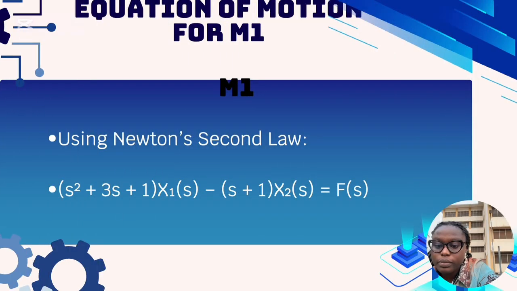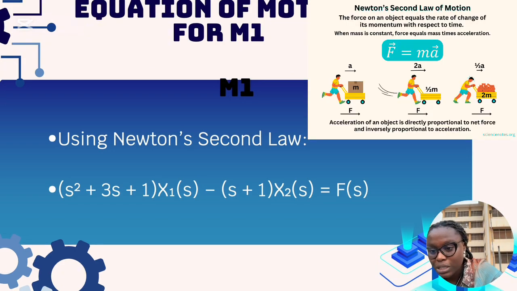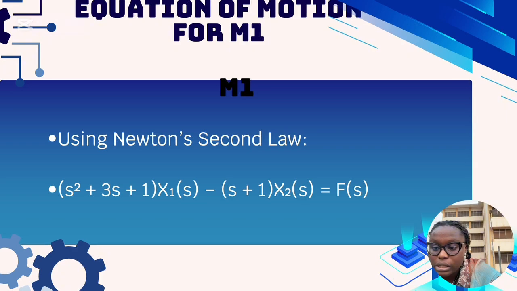Hello everyone, I'm Mame Akosia Sewa Abusomtwe. Today I'll be helping to derive the equation of motion for m1. To derive the equation for mass 1, we apply Newton's second law, which says the sum of forces equals mass times acceleration. Since m1 is 1 kg, acceleration is simply the second derivative of displacement, that is x1 double dot of t.